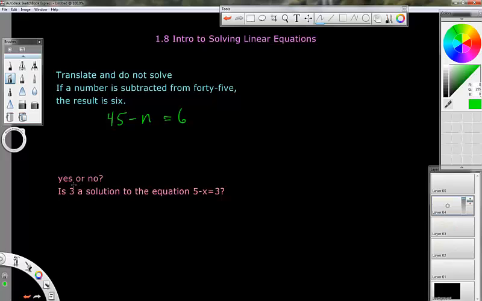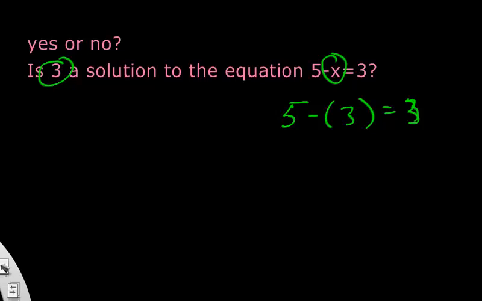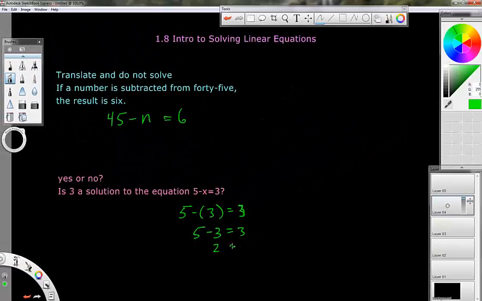And finally, yes or no, is 3 a solution of 5 minus x equals 3? And the answer to this is no, because you would have to evaluate this, plugging in 3 like that. I just stuck this 3 in for that x right there. And this is going to be, of course, 5 minus 3 equals 3, which is 2 over here. And 2 does not equal 3, so this would be a no.